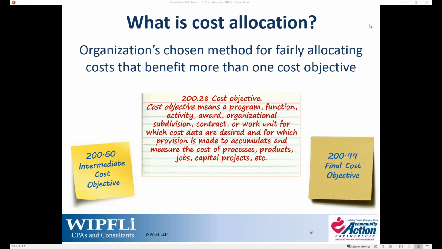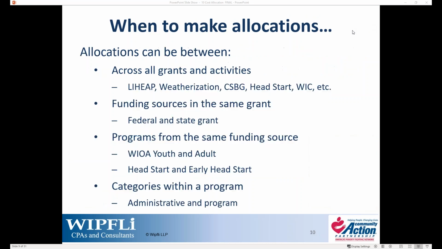So the definition of cost objective in the uniform guidance means a program, function, activity, award, organizational subdivision, contract, or work unit for which cost data are desired and for which provision is made to accumulate and measure the cost of processes, products, jobs, capital projects, etc. So we have to say who is benefiting. So it could be a program, it could be a division, it could be a grant, it could be a department. So that's what the definition of a cost objective is.